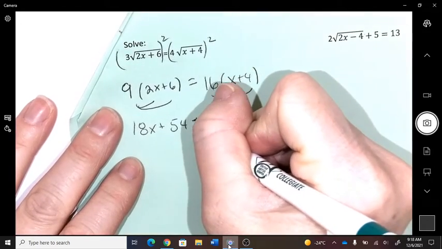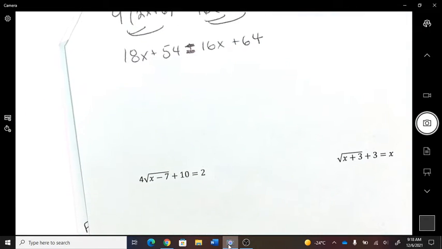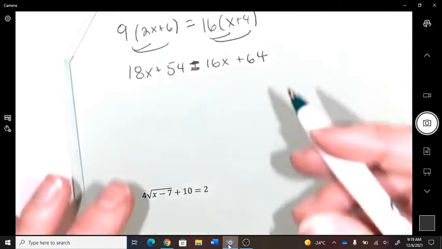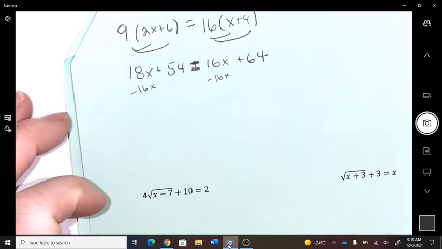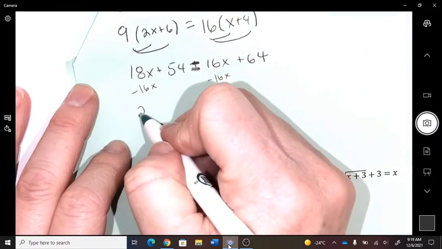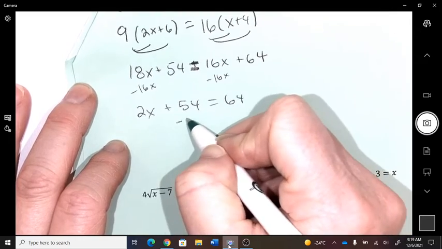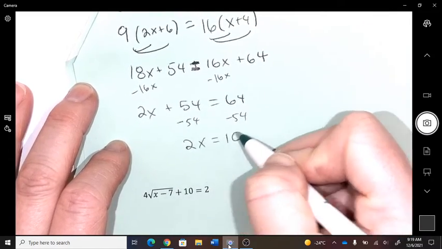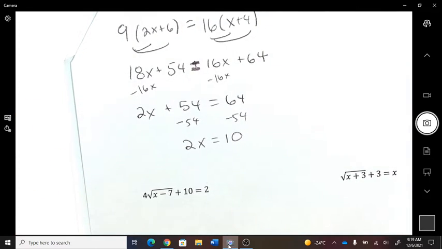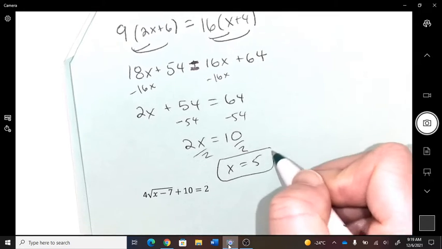Whoops, here, I'm not sure what I'm doing. Okay, so now I'm going to collect x's. So I'm going to get rid of 16x because I like to get rid of the smaller one. Then move the 54. Divide, so x equals 5.